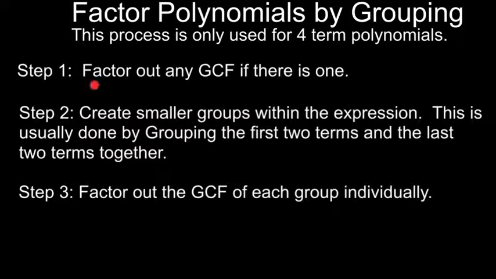Step one for factoring is factor out any GCF if there is one. This should be the first step in factoring any polynomial. Factor out a GCF. Step two, create smaller groups within the expression. This is usually done by grouping the first two terms and the last two terms together. Step three, factor out the GCF of each group individually.